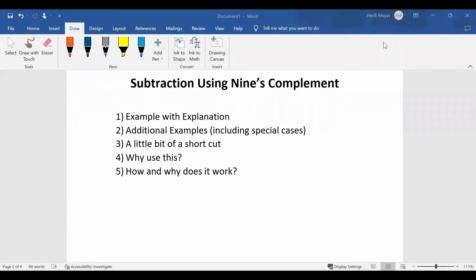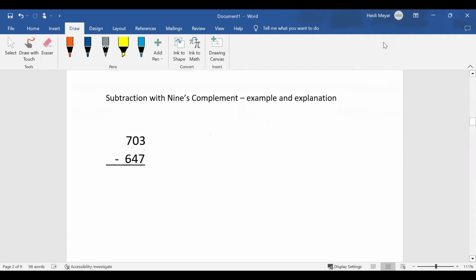We'll be looking at subtraction using nines complement, and this video will have multiple parts to it. First, I'll do an example with an explanation, then some additional examples including special cases, then I'll give you a little bit of a shortcut, and if you want to go deeper, you can continue on to why would you use this and how does it work? Why does it work?